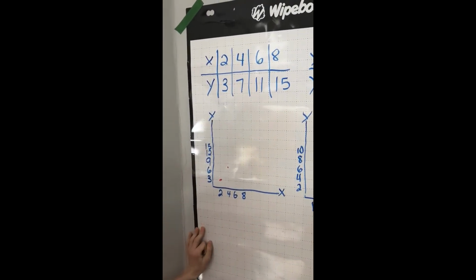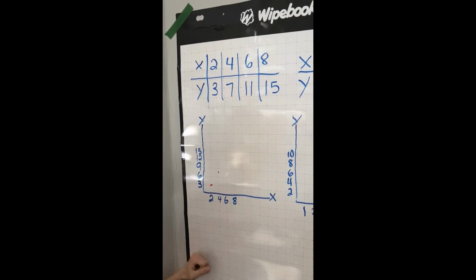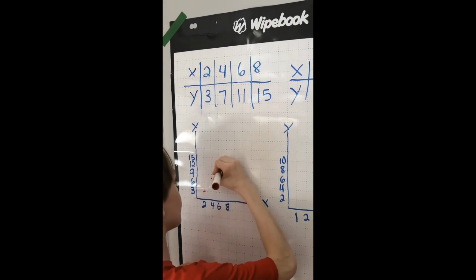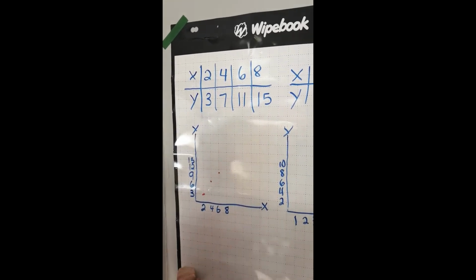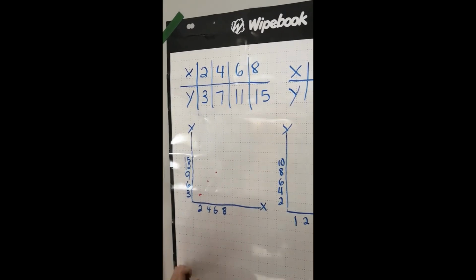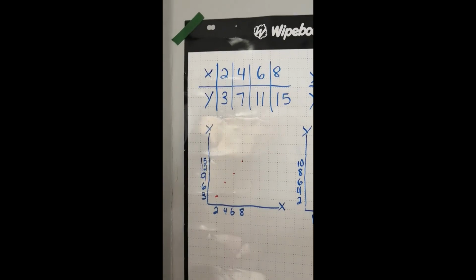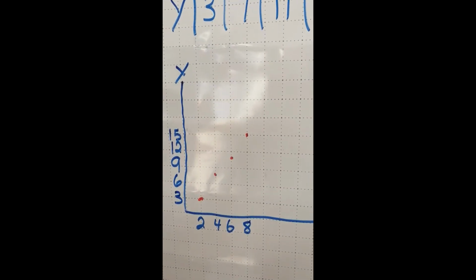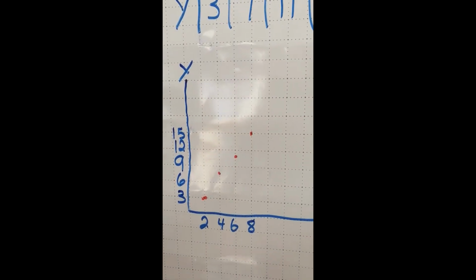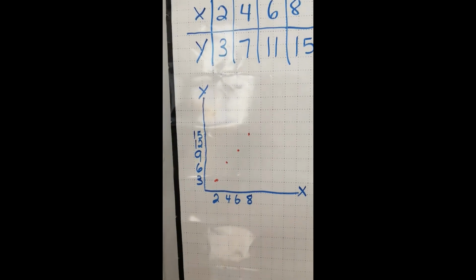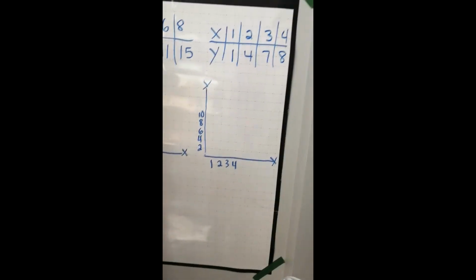Okay, there's 4, 7. Where would 6, 11 be? 6, 11 and 8, 15. All right. Does that line look like it's going up in a straight line? Yeah, it sure does. It looks pretty straight to me. Let's give the other one a try here.